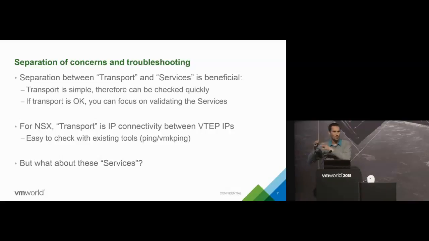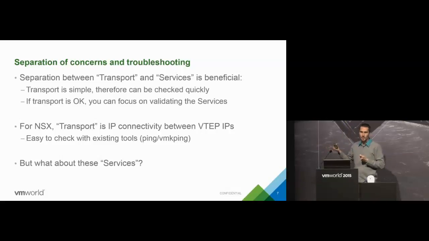I cannot pronounce that word, compartmentalizing. Since the transport is simple, it is easier to troubleshoot as well. All you need to do is validate whether the endpoints on your transport network can reach each other, and then you're pretty much good. From that point on, you can focus on the services themselves.